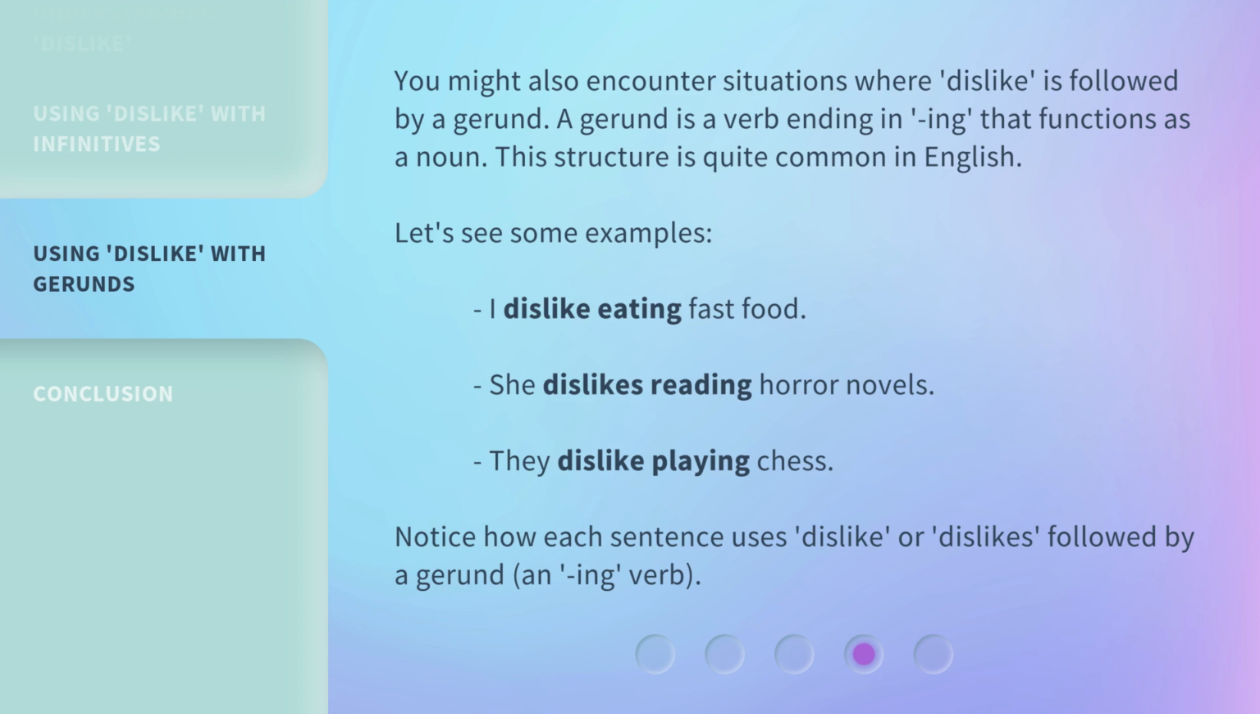Let's see some examples. I dislike eating fast food. She dislikes reading horror novels. They dislike playing chess. Notice how each sentence uses dislike or dislikes, followed by a gerund, an ing verb.